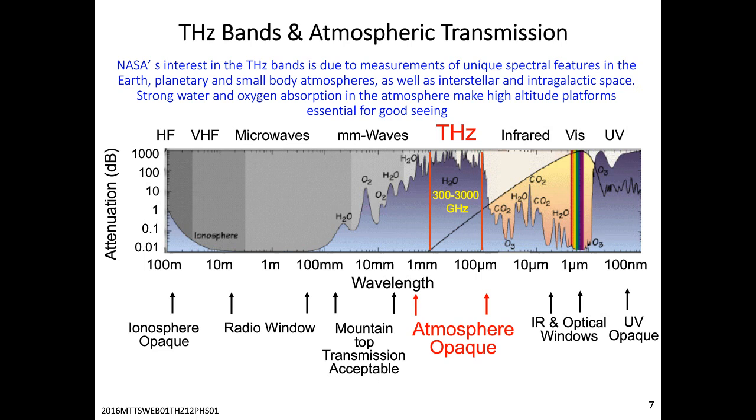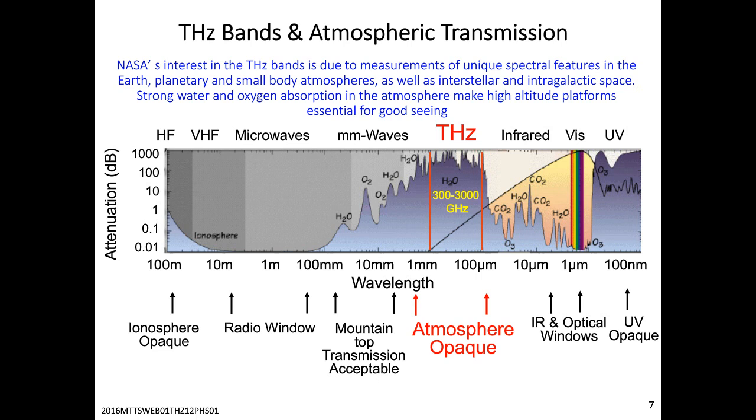It's a chart that shows attenuation versus wavelength if you were looking straight up and trying to measure a signal coming from outside the Earth's atmosphere with the receiver on the ground. And what you can see is that the attenuation in this wavelength regime from 300 to 3,000 gigahertz is way up there in the 100 dB range for just going through the atmosphere from ground to sky.